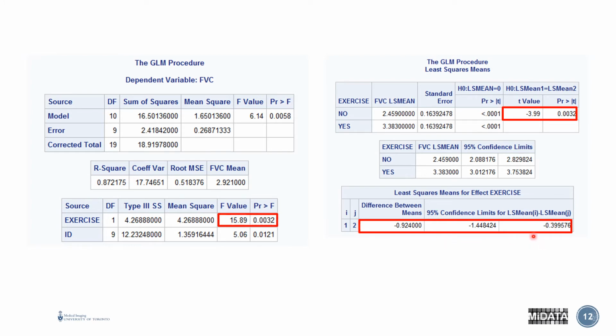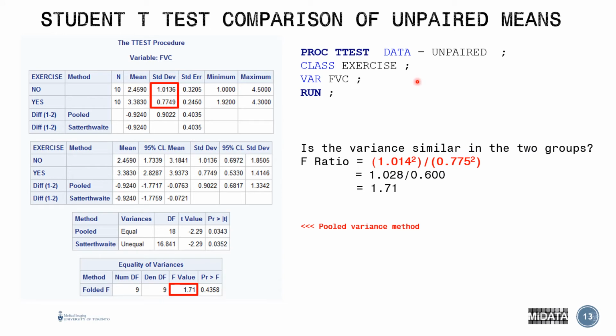They do not include 0, and therefore, not surprisingly, your p-value is less than 0.05. All right, let's switch gears a little bit. So let's look at the student t-test for comparison of unpaired means.